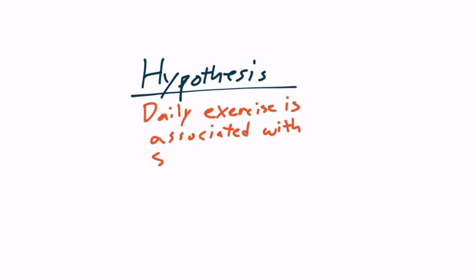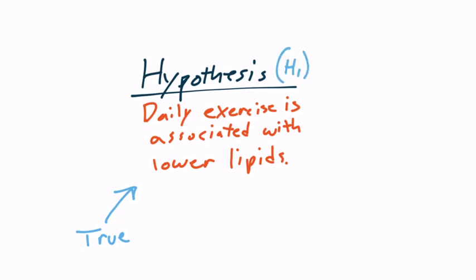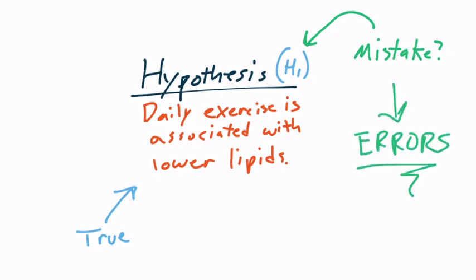To start off our discussion, let's say that our hypothesis is that daily exercise is associated with lower serum lipid levels. Now let's say after our analysis, we find that our hypothesis is true. In other words, we chose H1, the alternative hypothesis. Now when performing tests, you may have made a mistake. Perhaps we mistakenly accepted the alternative hypothesis. Maybe there really is no difference between exercise and lipid levels. And this brings us to the idea of errors.